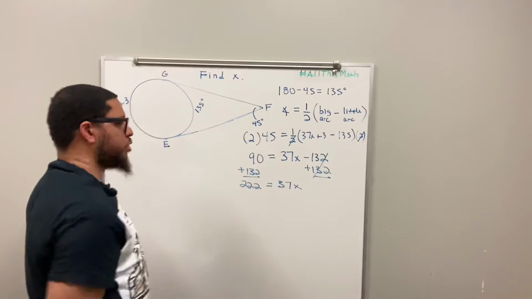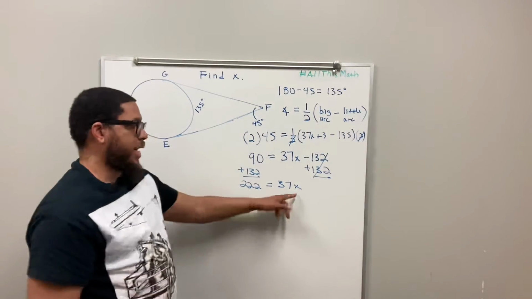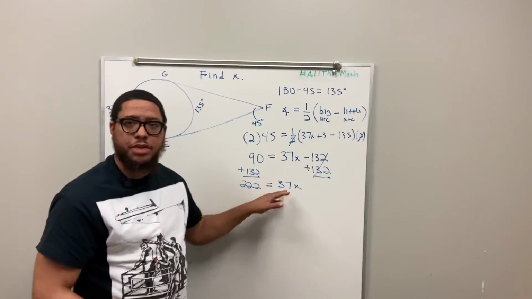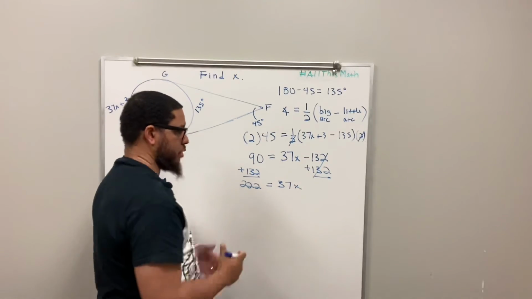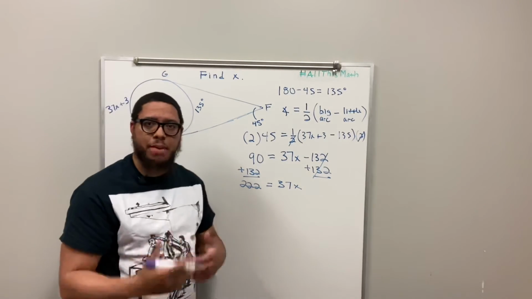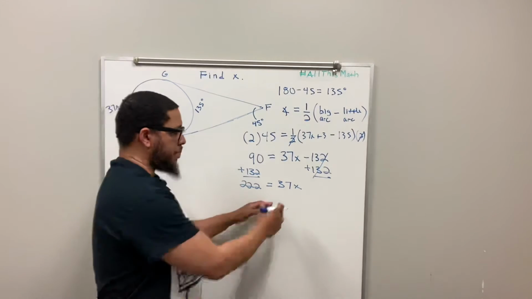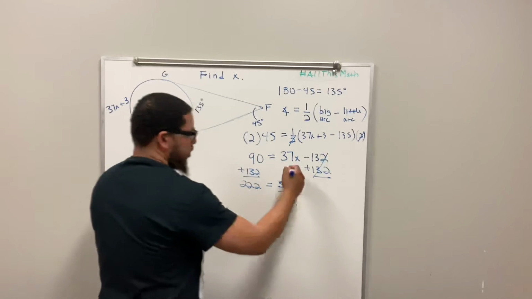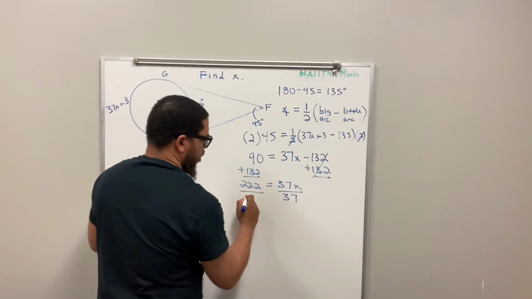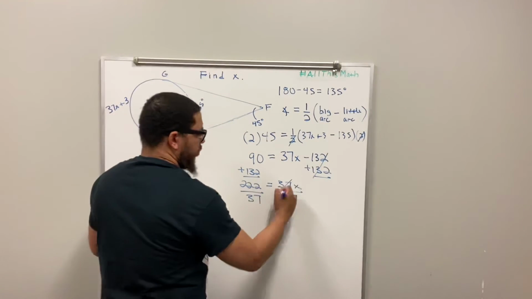So 222 equals 37x. Now I want to isolate x. So I need to eliminate this 37. This 37's got to go. So I'm going to do the opposite operation. Again, because in algebra, we do opposite operations to get rid of things. So the opposite of multiplying by 37 is dividing by 37. And I'm going to divide by 37 on the right, and I'm going to divide by 37 on the left.